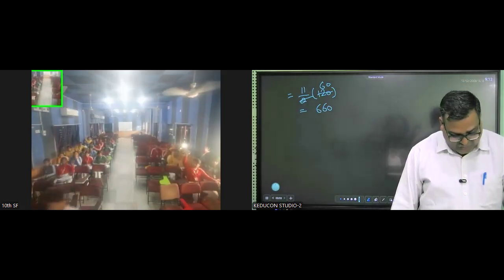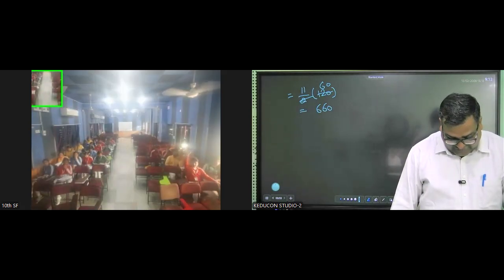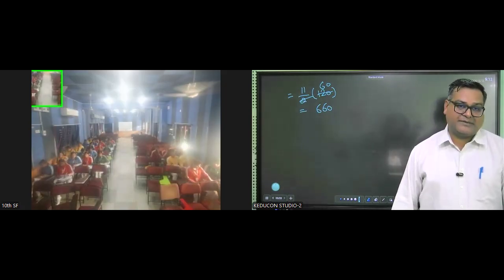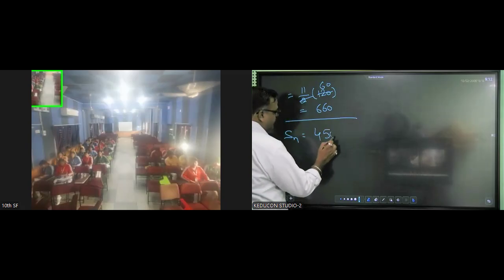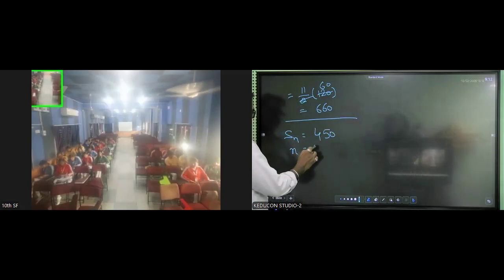Right. So the last part, students, this one. Till which spiral will there be a total of 450 saplings? Means now the total saplings are given. Sn is given, 450. We have to find n.